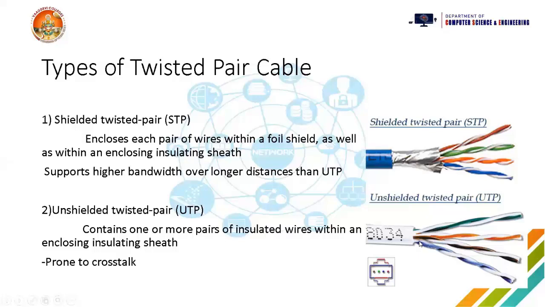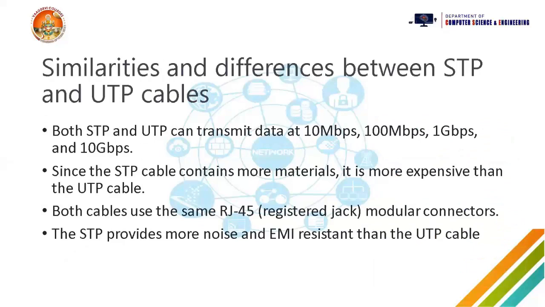When talking about pricing, the shielded twisted pair cable will be at a slightly higher price when compared to the unshielded twisted pair cable, and these two are a little lesser when compared to the coaxial cable. As we can see here, the similarities and differences between STP and UTP. Both STP and UTP are used to transfer data, where the transfer limit is from 10 Mbps to 10 Gbps. Again, STP cable contains more material, that's the reason it is expensive, as I already told you.